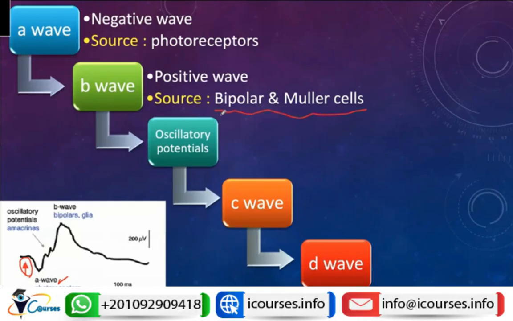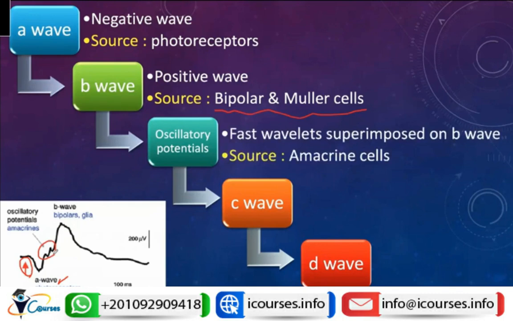So the bipolar and Müller cells are the source of the B wave. Then in the ascending limb of the B wave, there are small wavelets like saw teeth. This is called the oscillatory potentials. They are fast wavelets that have higher frequency and smaller amplitude, and the source of these wavelets are amacrine cells.